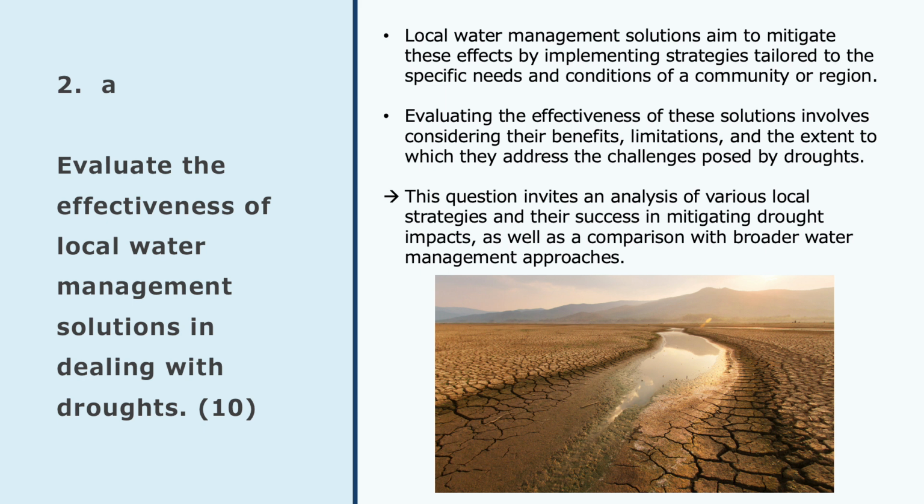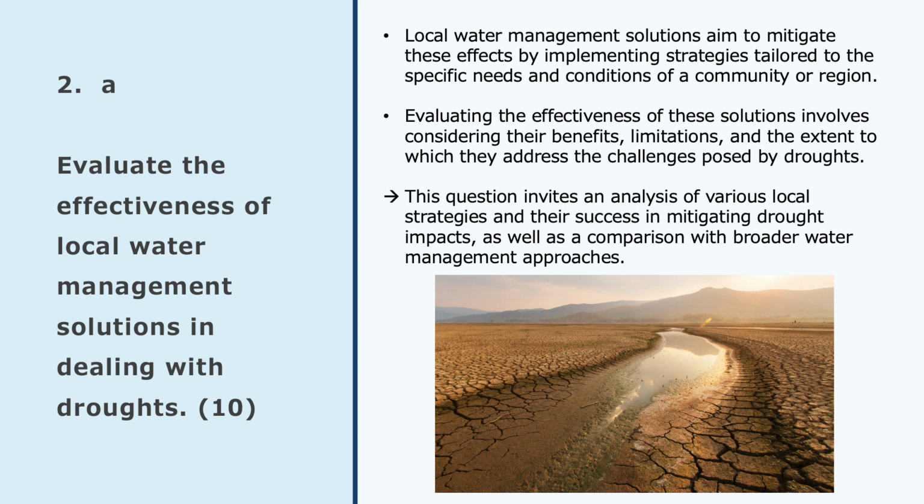When we're using water management solutions, we're usually trying to mitigate these effects. So it's very difficult, if not impossible, to prevent a drought. We can't control the climate just yet, but we can implement strategies that will still allow the community or a region to meet its water needs.